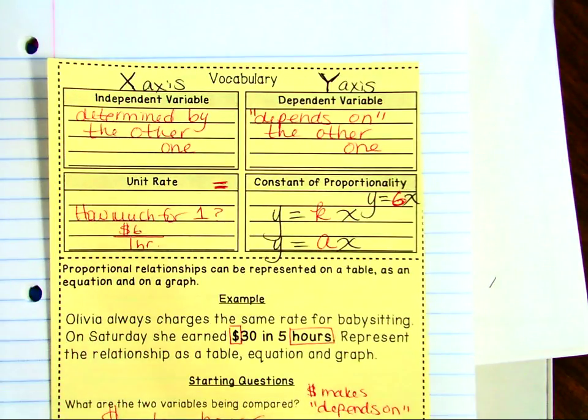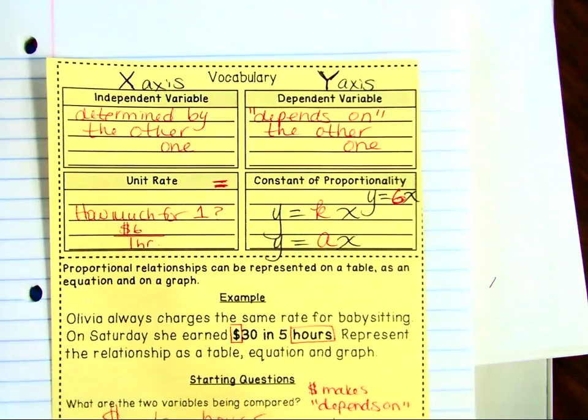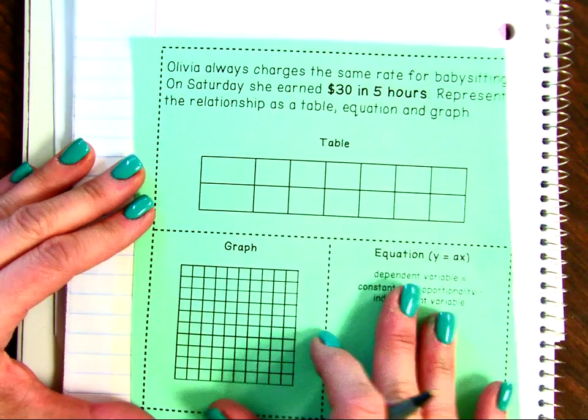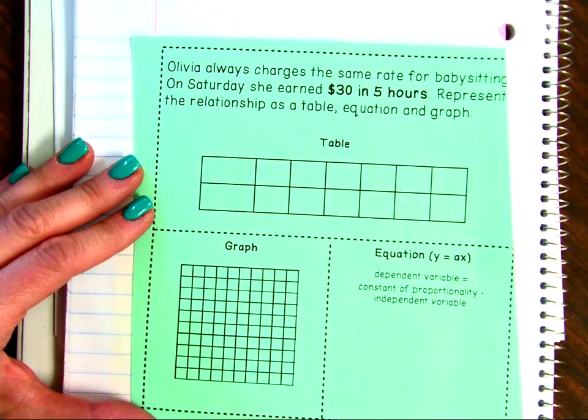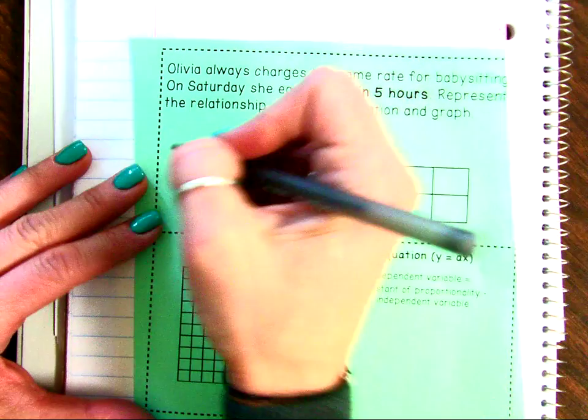So let's take a look at the green one. So notice from yesterday when we did our interactive notebook, there were 3 tabs that you had to flip, right? And one of the tabs was table, one was equation, one was graph. What's on the green sheet right now? Table, equation, and graph. So let's do it, okay? So I'll go back to that in a minute if you need it. Olivia always charges the same. We just read this. So the first thing I want you to do when you have a blank table is put that.